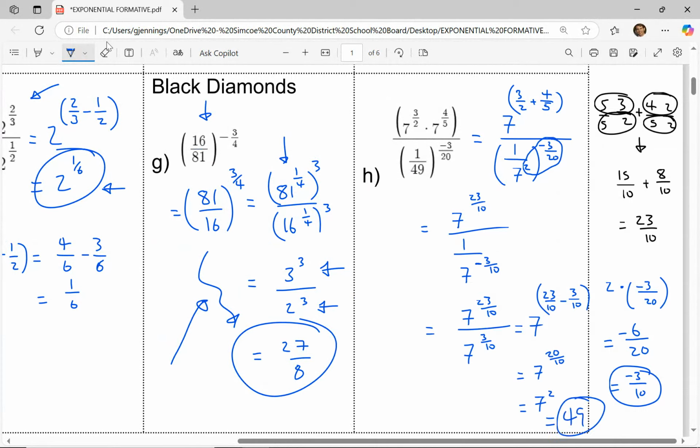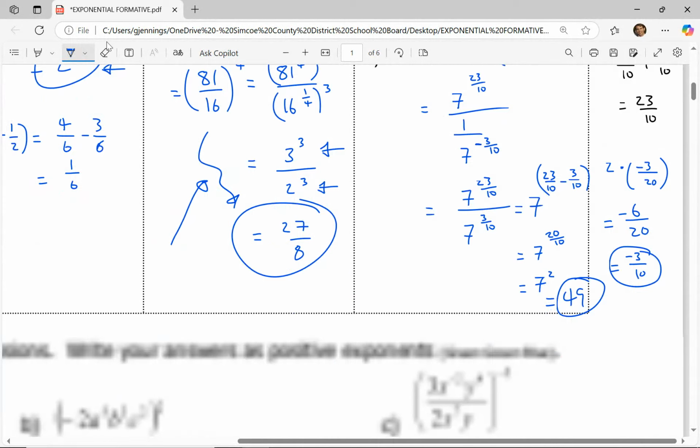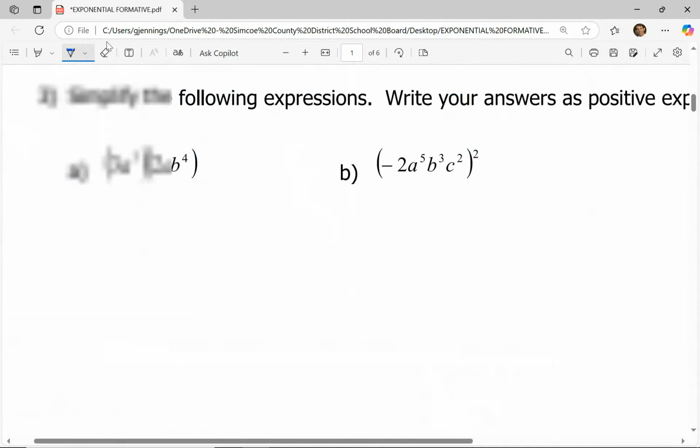Okay, let's keep going. We are now going to just demonstrate our exponent laws with these examples. Let's take a look.